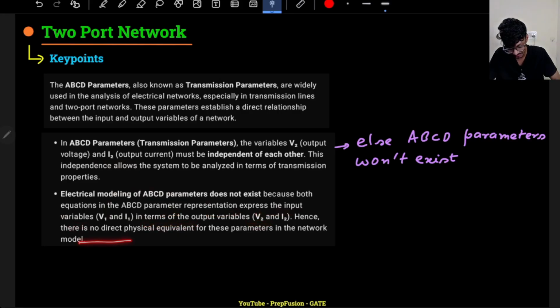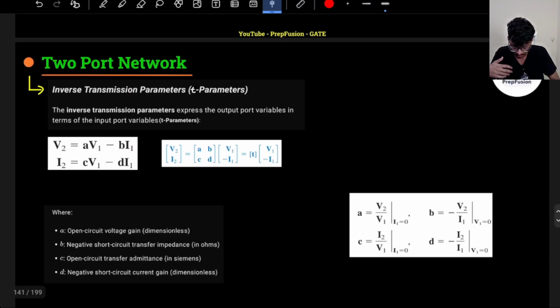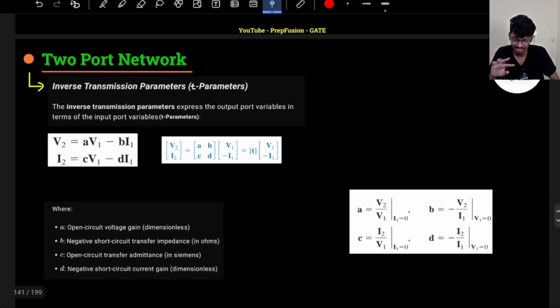Hence there is no direct physical equivalent for these parameters, because both the input voltage and input current are dependent on the output voltage and output current. So we cannot actually model it electrically. So there is no electrical modeling, and that's totally fine. Now what are the inverse transmission parameters? Just the opposite of ABCD parameters. I'm not explaining much, so we don't need to go into depth here.